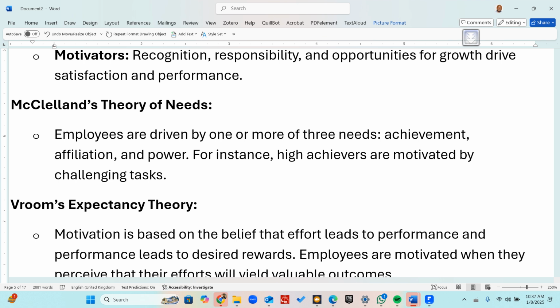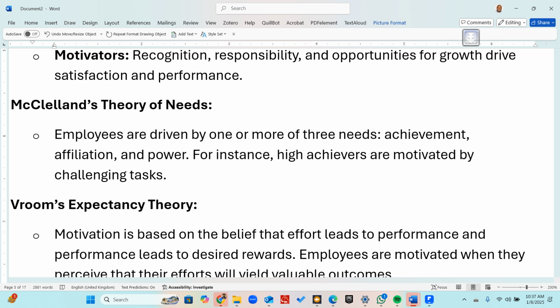So that affiliation need is what drives them. Then the others is the power. They want to be the boss, they want to be the MD, they want to be the GM, they want to be the head of sales. The power they derive from such positions is what drives them to become high achievers.